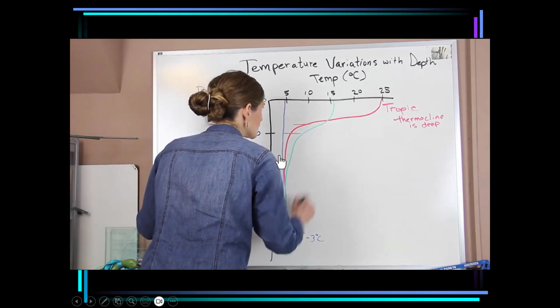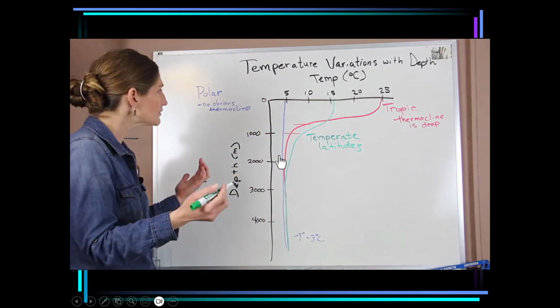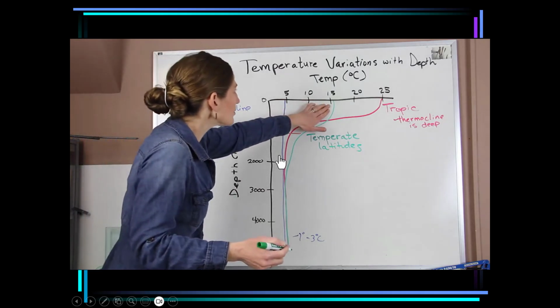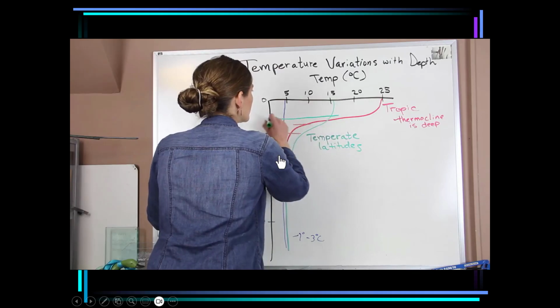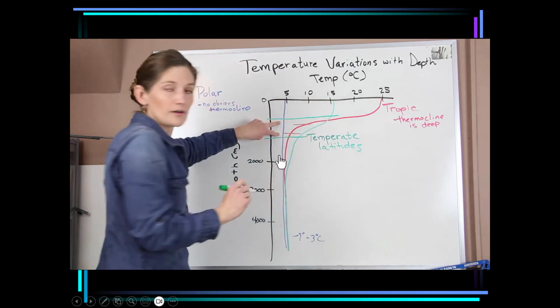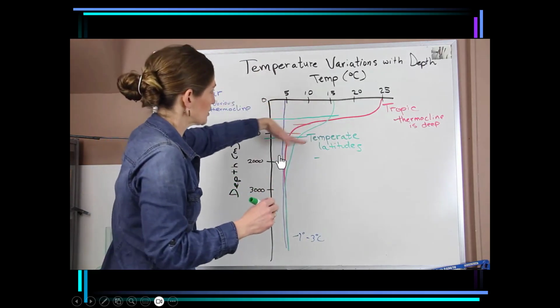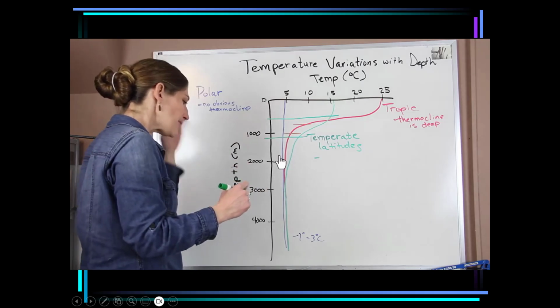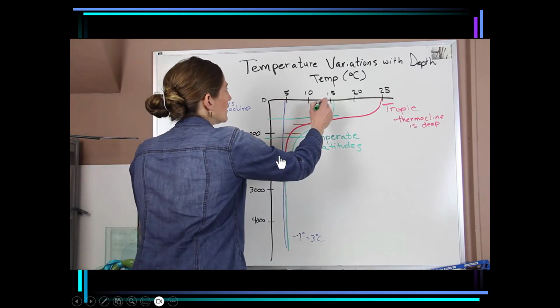And again, they're all converging. So this is going to be our temperate. These are places where we have seasonal variation. We have warmer water at the surface, but our thermocline, the zone where we see this rapid change, is much larger. The thermocline starts more shallow and continues to a deeper depth. And we're going to see some seasonal variation.